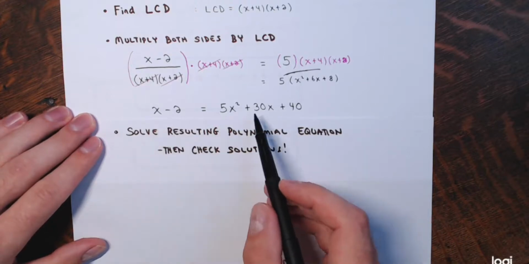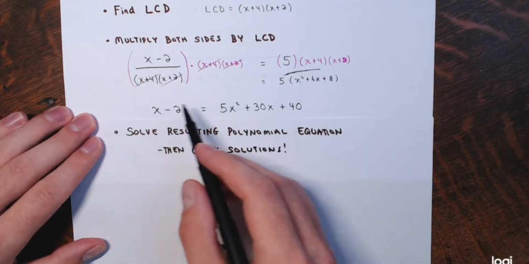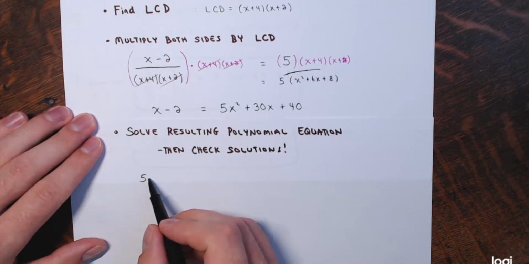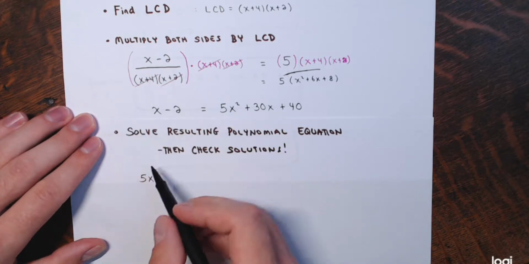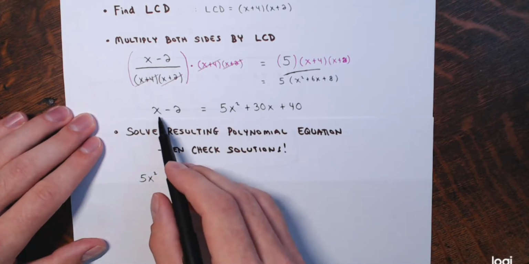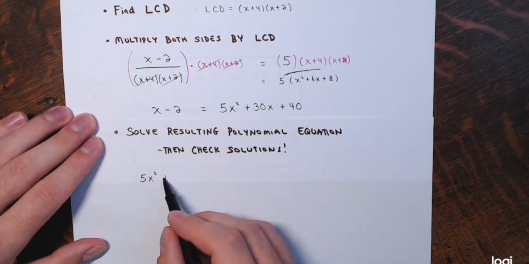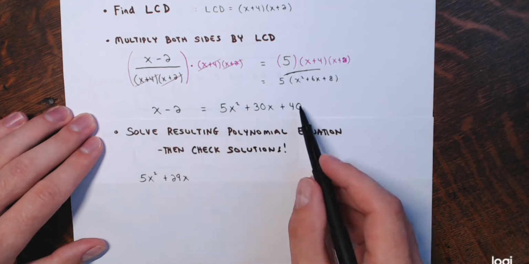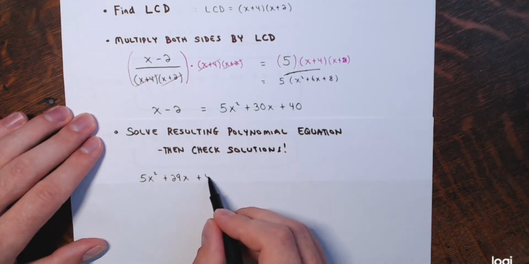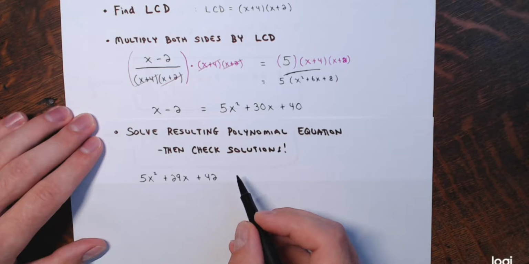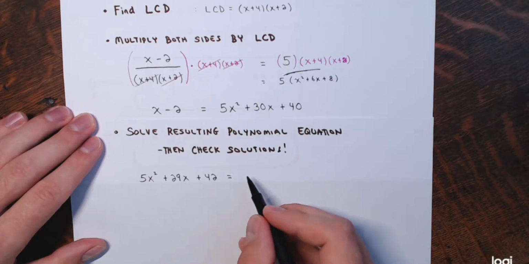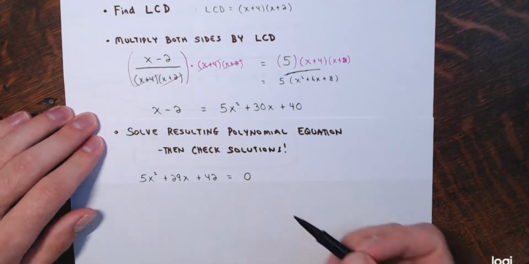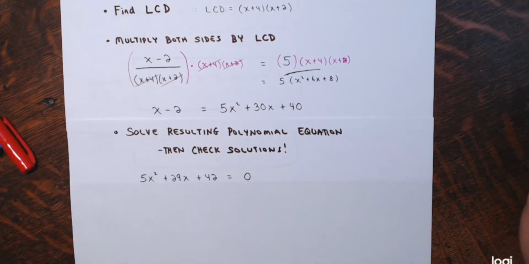Start off by taking everything to one side, and I'll switch sides here, put the 5x squared on the left, and then I would subtract x to give me positive 29x. I would add 2, give me positive 42. And this is equal to 0, right? So I take everything to one side and 0 on the other.